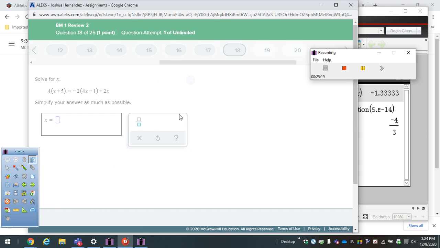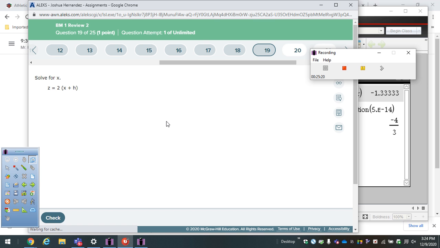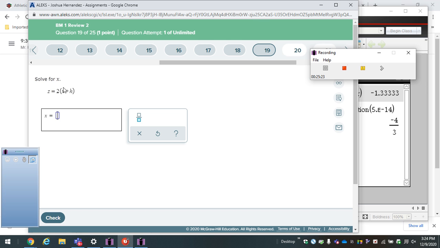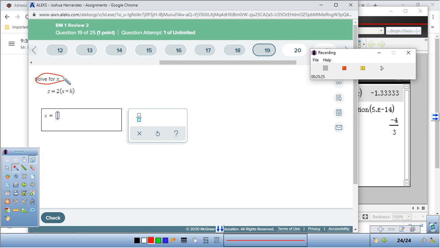Okay, moving on. Let's check number 18. This one's pretty cool. I love these, they always freak you out. Solving for a variable with a bunch of other variables. So z is equal to 2 times (x plus h). We want the x by itself.